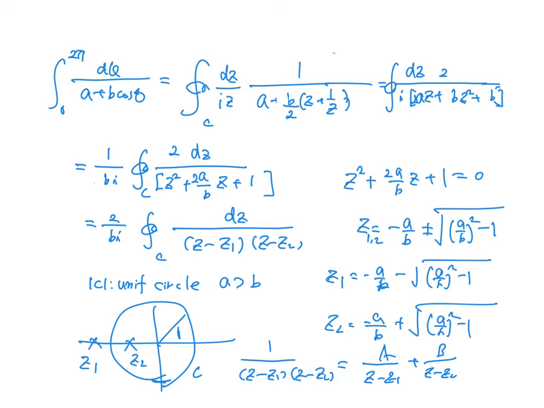C2 minus C1 is what? C2 minus C1 is twice the square root of A over B squared minus 1, right? So we can go back to minus C1. We have to copy this. So 2 over bi.